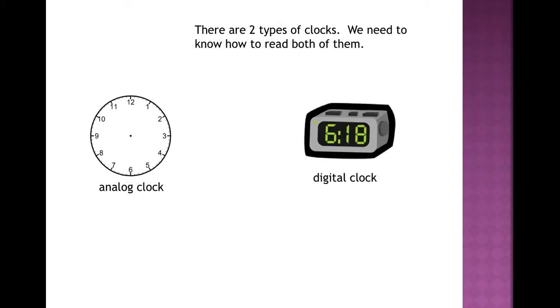Again, there's two types of clocks, and we should be able to know how to read them both, the analog clock and the digital clock. And you've probably seen both types of clocks within the classroom, at home, at stores, anywhere you go. I'm sure you've seen both types of clocks, and now you know the names for them in analog and digital.